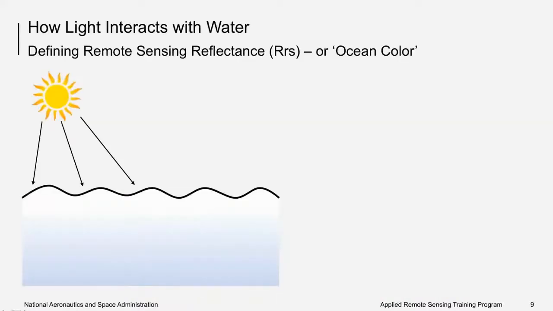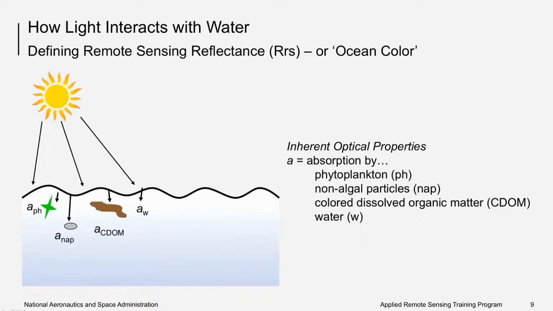So here's how it works. Light from the sun passes through the atmosphere, and if it reaches the sea surface, it may reflect off of the surface or pass through it. As I said before, the fate of a photon is to be either scattered or absorbed. If absorbed, phytoplankton, non-algal particles, colored dissolved organic matter, or water itself will absorb the light.